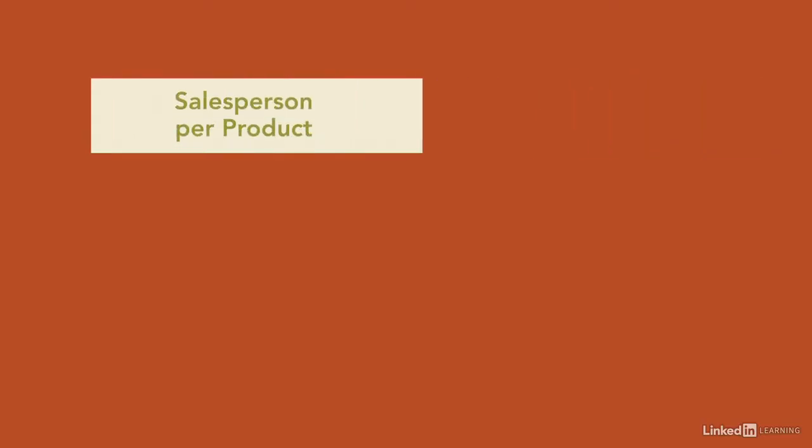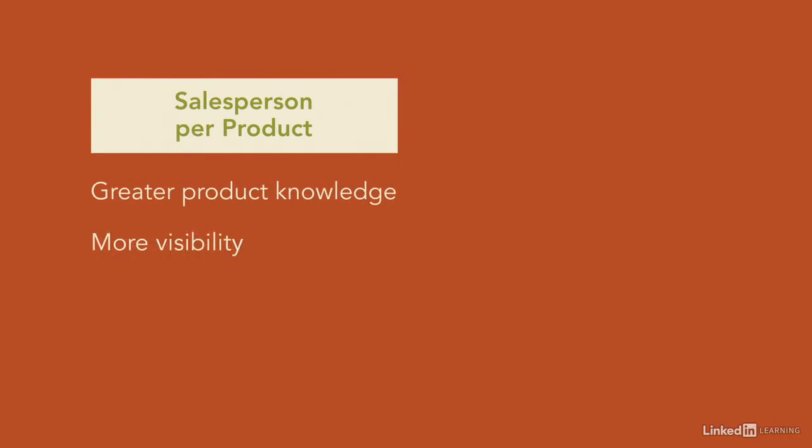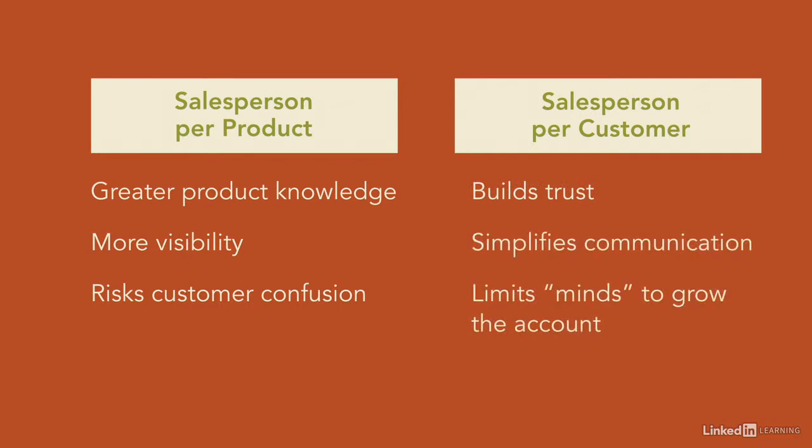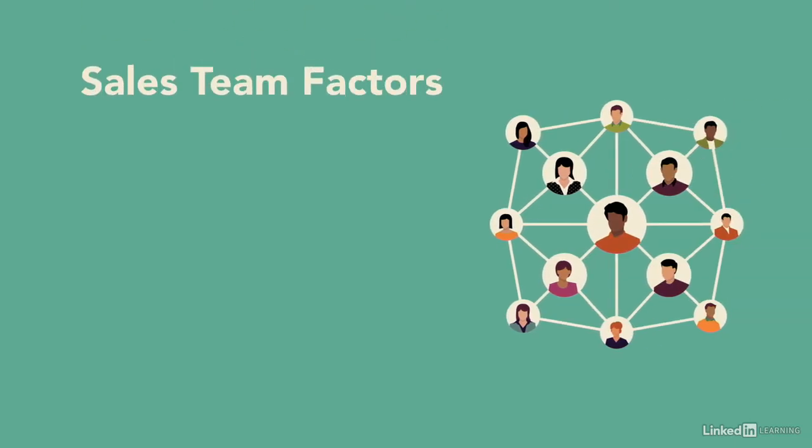See, on one hand, having multiple salespeople calling on the same account can give you more visibility and share of voice, but it can also create confusion and lack of overall impact. On the other hand, having a single salesperson responsible for all products within the account gives the customer a single point of contact, but potentially limits the overall share of voice and the number of active minds working collaboratively to grow the account. How you structure your sales team should be a factor of the following.